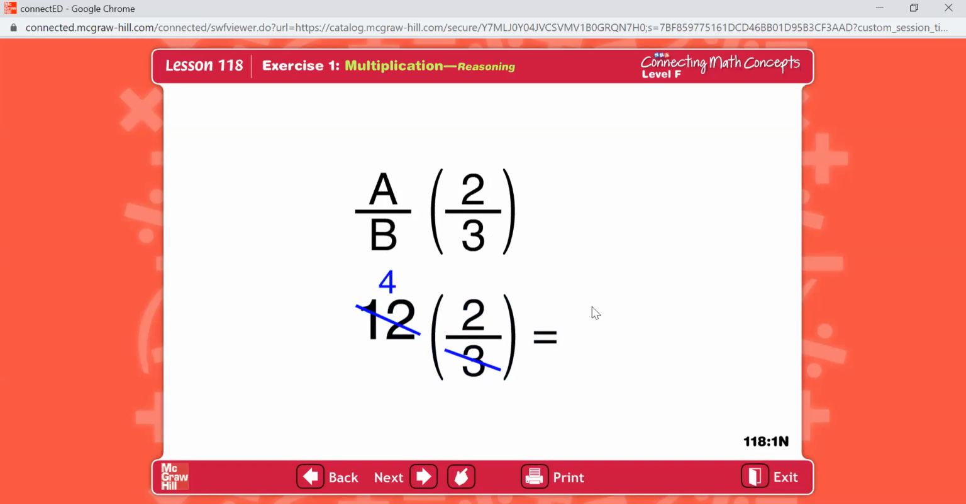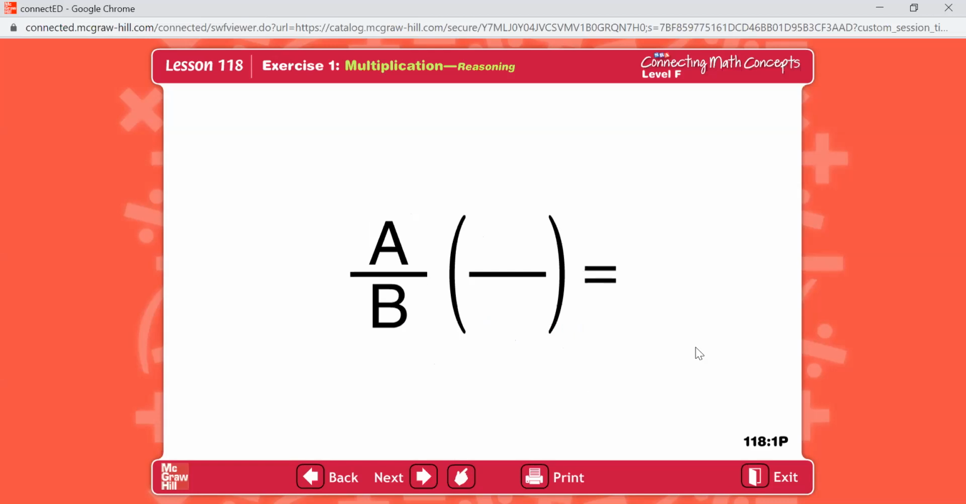Now, 4 times 2 equals 8. Over 1, so it's just 8. And now we know, like we said, our answer is going to be less than A over B, because A over B is 12, 8 is less than 12. So if we multiply A over B by less than 1, we end up with less than A over B.